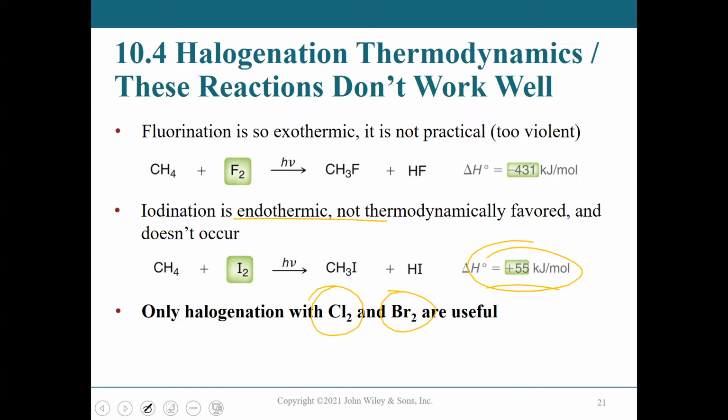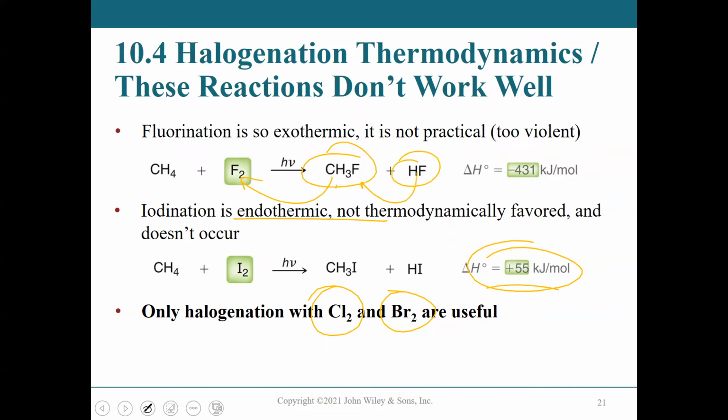Fluorination is so exothermic that it's not practical. So basically it burns everything. At the same time that it's created, maybe this guy reacts with excess fluorine, or maybe the HF adds so quickly that you get CF4, let's say. So the fluorination is so exothermic that it's not practical. It's too violent. It releases too much energy that maybe gives you a lot of side products.